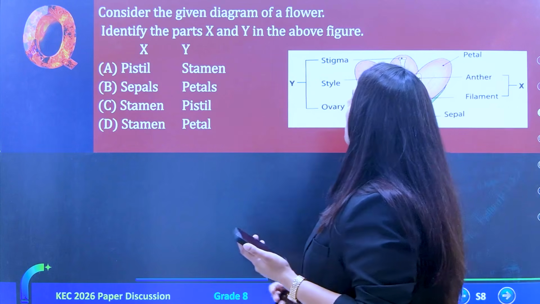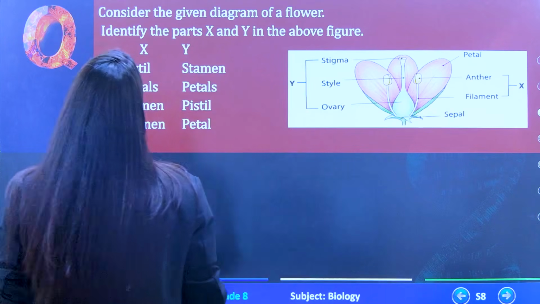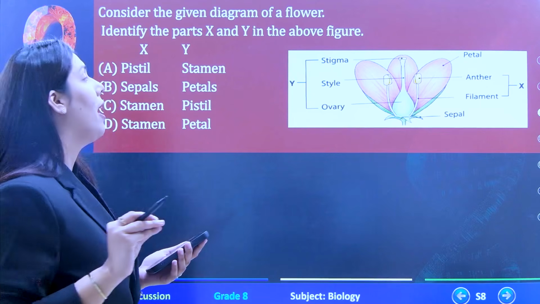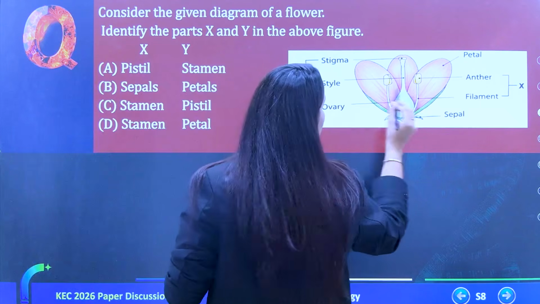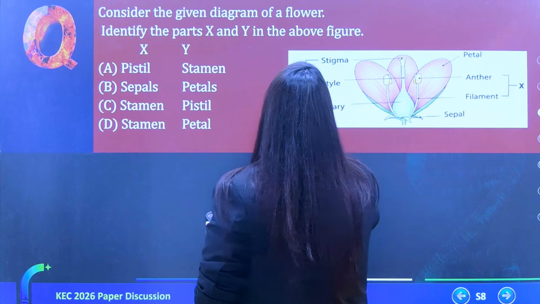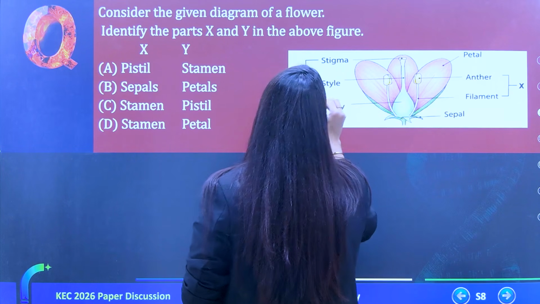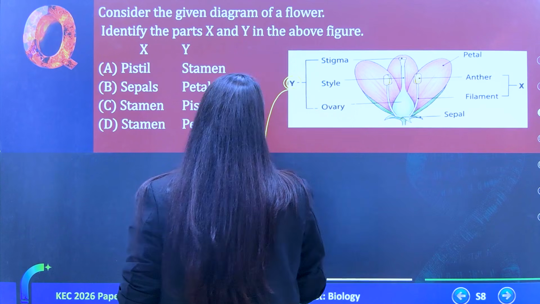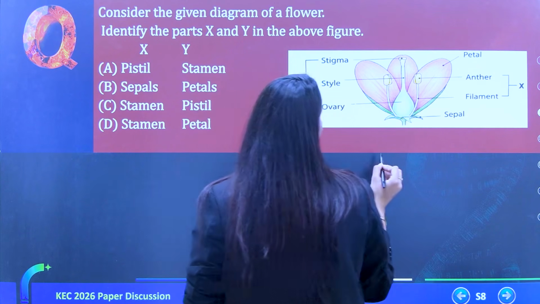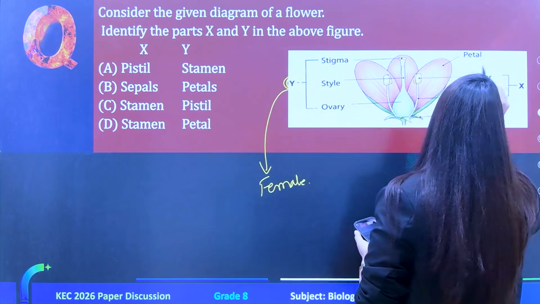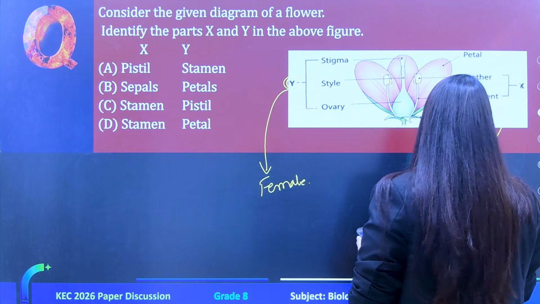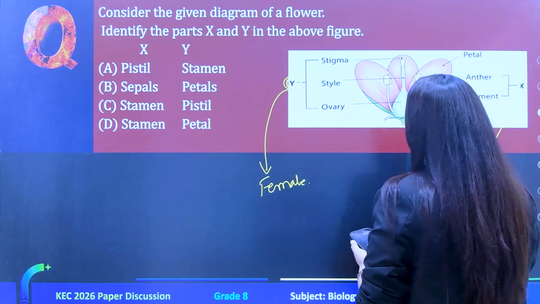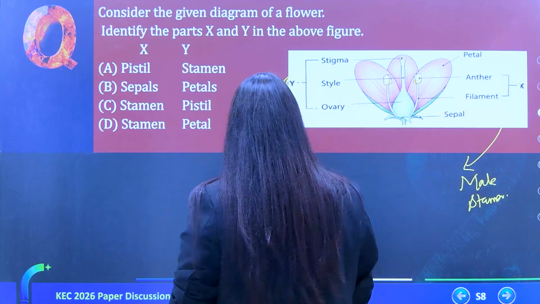Consider the given diagram. Identify the parts X and Y. This is my X. Stigma, style and ovary are the female reproductive part. So this X is the male reproductive part. Male reproductive part means stamen. Female reproductive part means pistil.